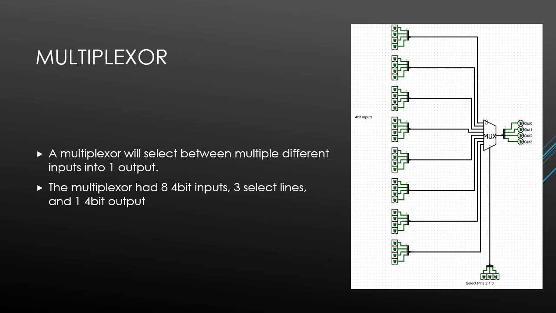Multiplexer. A multiplexer will output one of multiple different inputs. The multiplexer I designed for my register file has 8 4-bit inputs and 3 select lines, with 1 4-bit output.